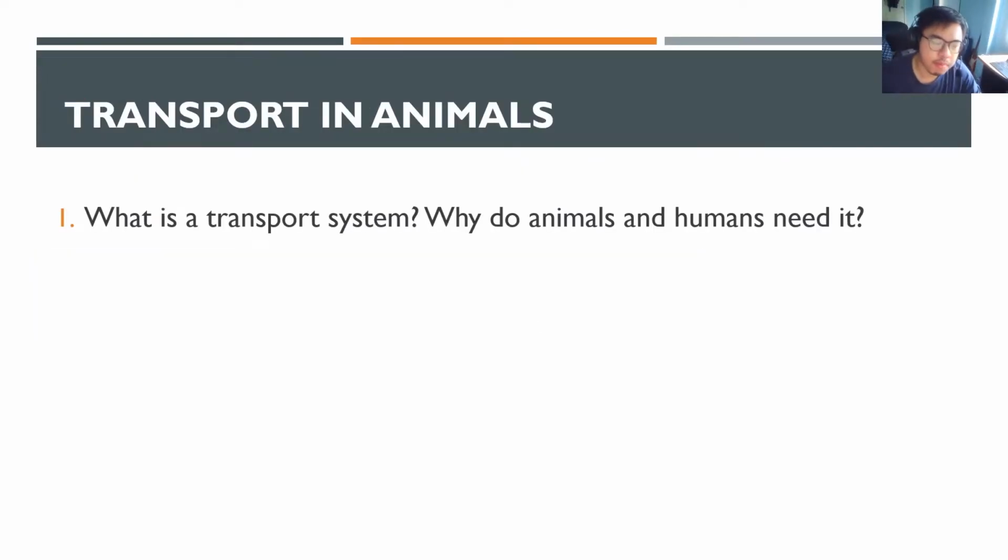So, what do we mean by transport in humans, or in this case, transport in animals as a whole? What is a transport system? Why do animals and humans need it? The blood is a part of the transport system. The blood carries substances, nutrients, oxygen, and carbon dioxide all around the body. In other words, the blood transports these things around the body.